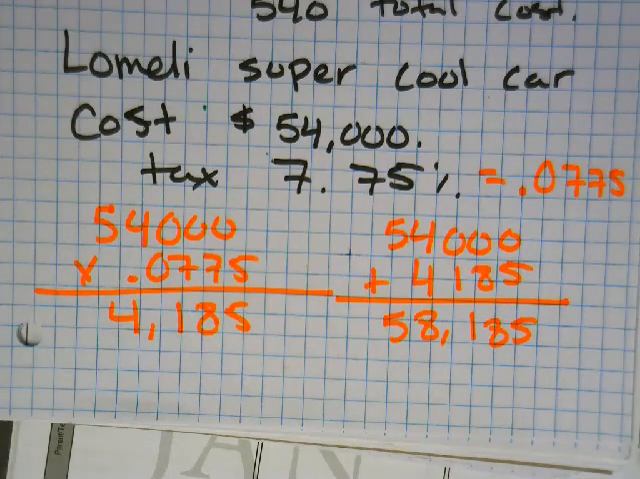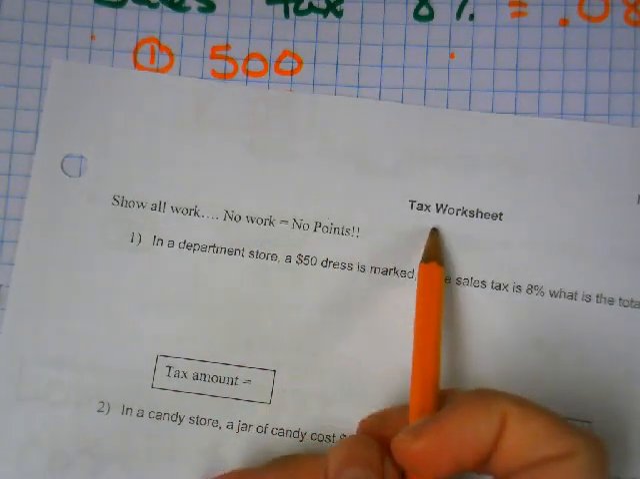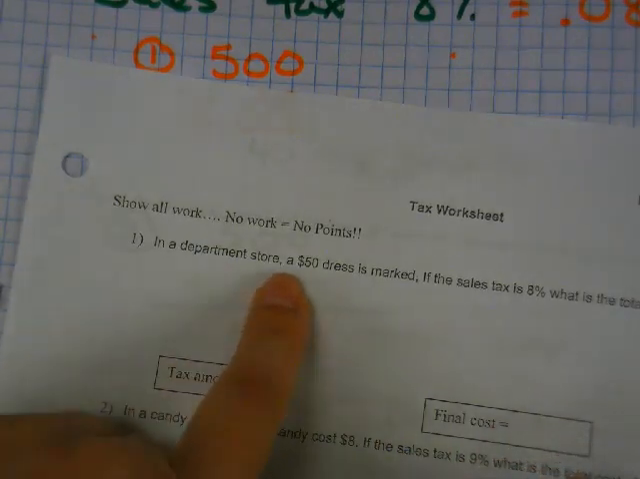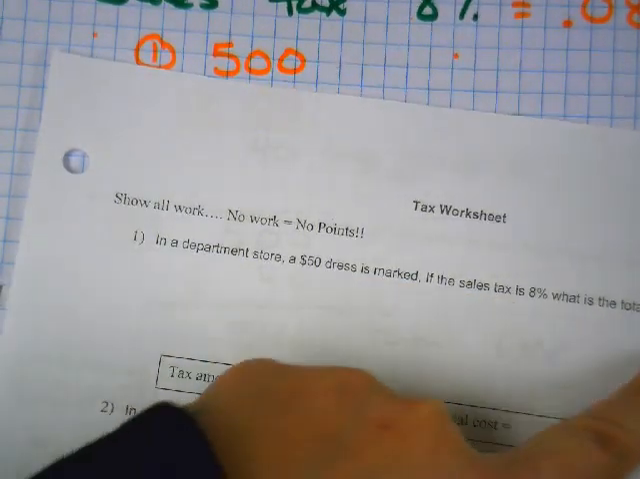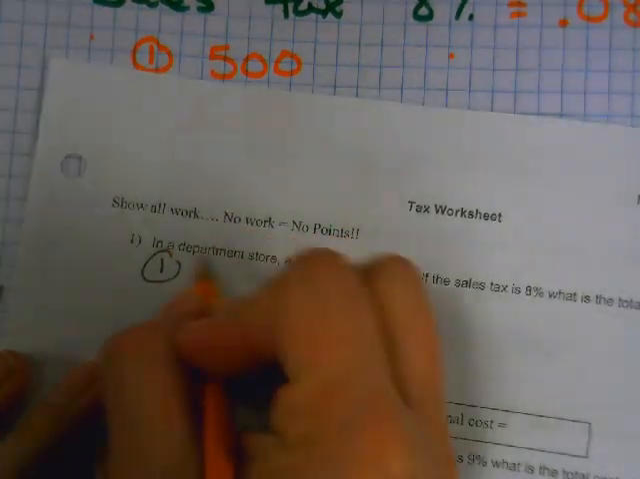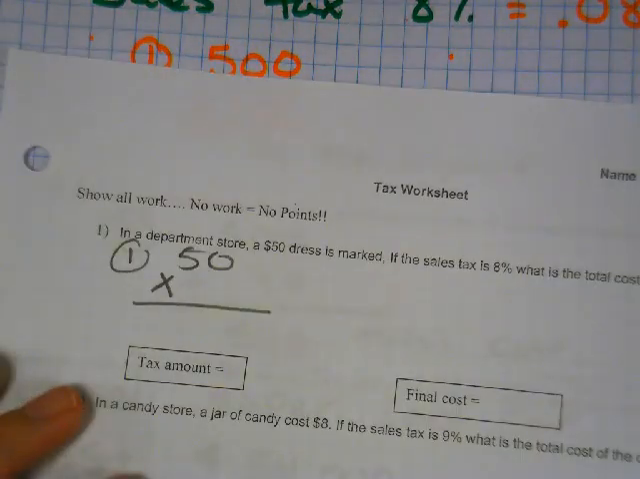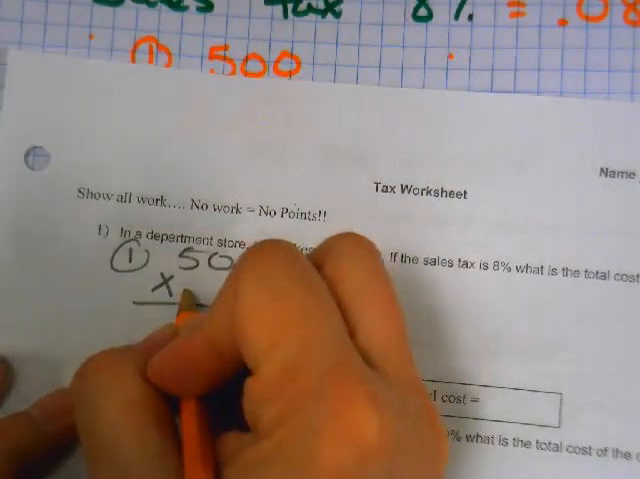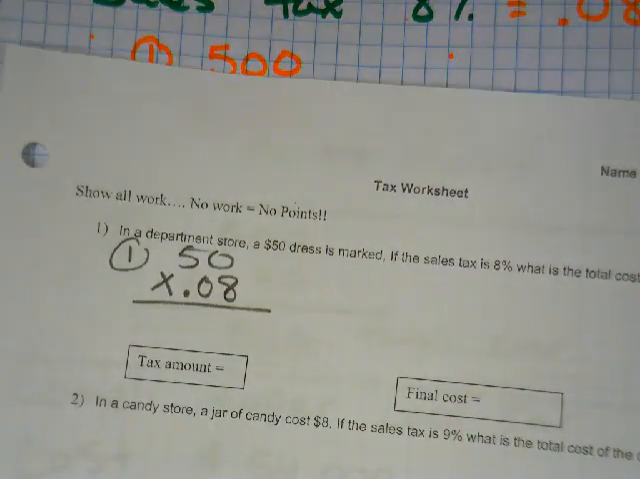All right, let's do this again. I'll do the first one with you. Show all work, no work equals no points. Tax worksheet. In a department store, a $50 dress is marked. If the sales tax is 8%, what is the total cost of the dress? First step, 50 times what? 0.08. You can add that extra 0 if you want, but that one is the most important. Use a calculator, or you can use just the math.